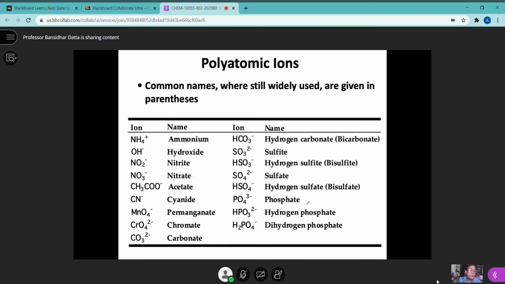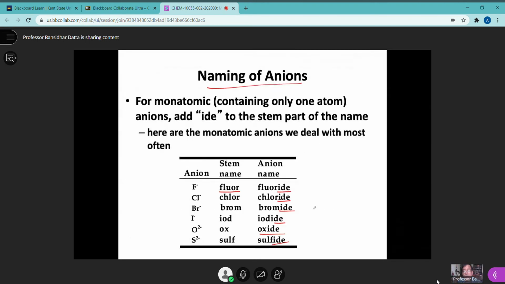Now we'll make some compounds. Before we go to anions and cations, I must give you this one as well, the polyatomic. Can you go back for a quick second? Sure. Thank you. You're welcome.